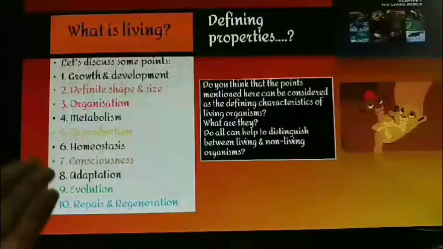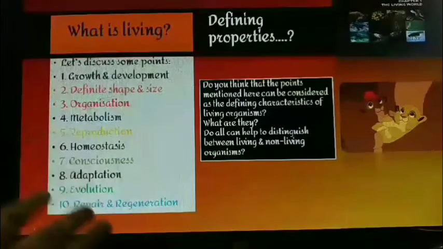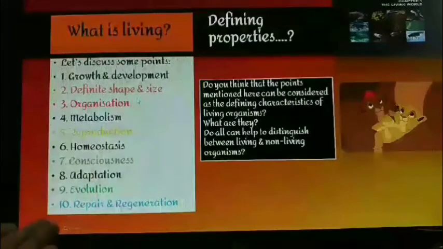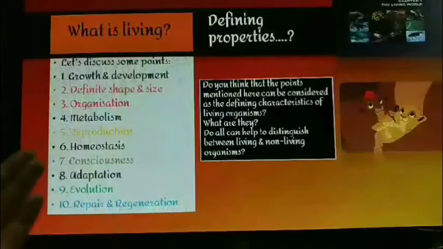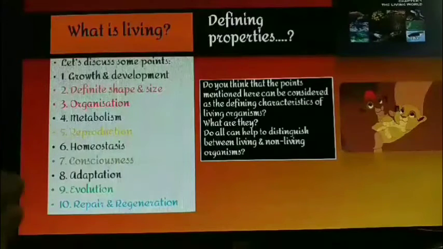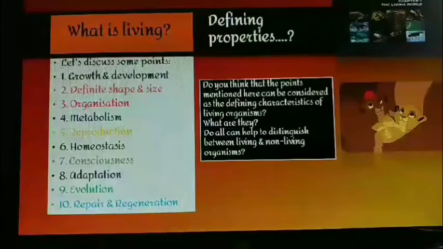First of all, let's discuss some points, okay? Like growth and development, definite shape and size, organization, metabolism. Then we have reproduction. Sixth is homeostasis. Seventh is consciousness. Eighth is adaptation. Ninth is evolution. And 10th is repair and regeneration.